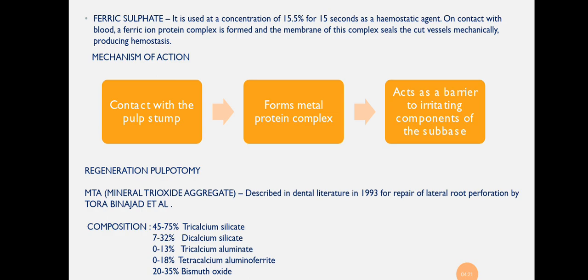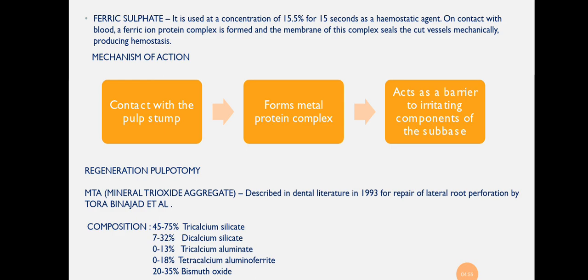Next is ferric sulfate, which is used at a concentration of 15.5% for 15 seconds as a hemostatic agent. When it comes in contact with the blood, the ferric ion forms a protein complex and the membrane of this complex will seal the cut vessels mechanically, which will produce hemostasis. Now the mechanism of action is that it will contact the pulp stump. Then it will form a metal protein complex and will act as a barrier to irritating components of the sub base.